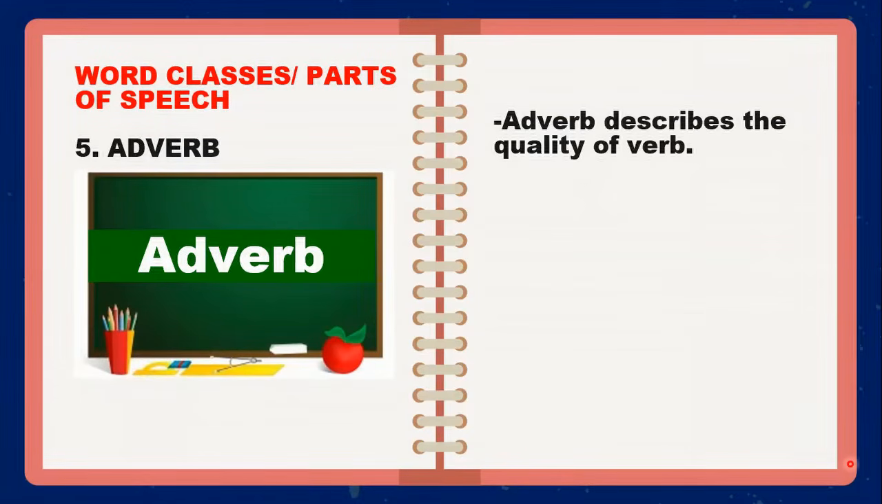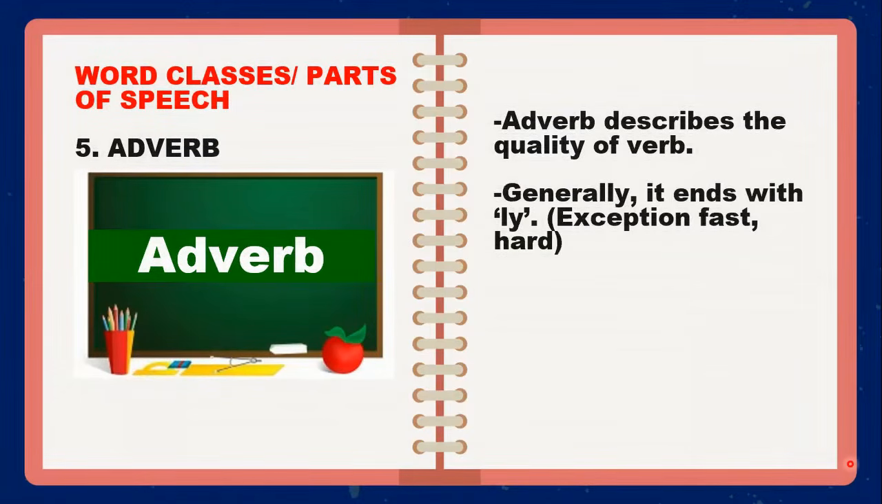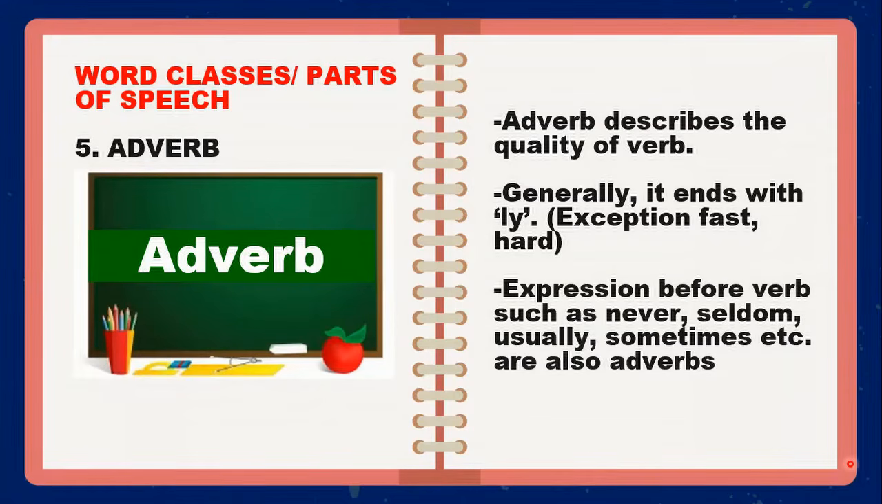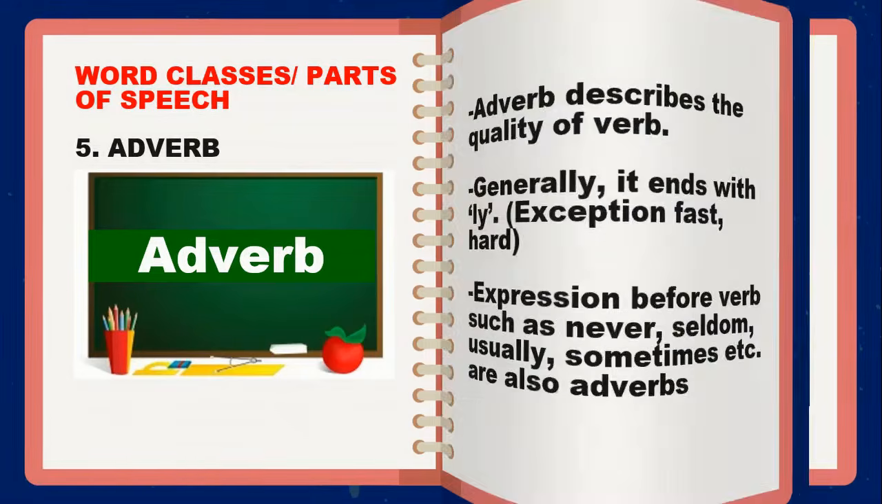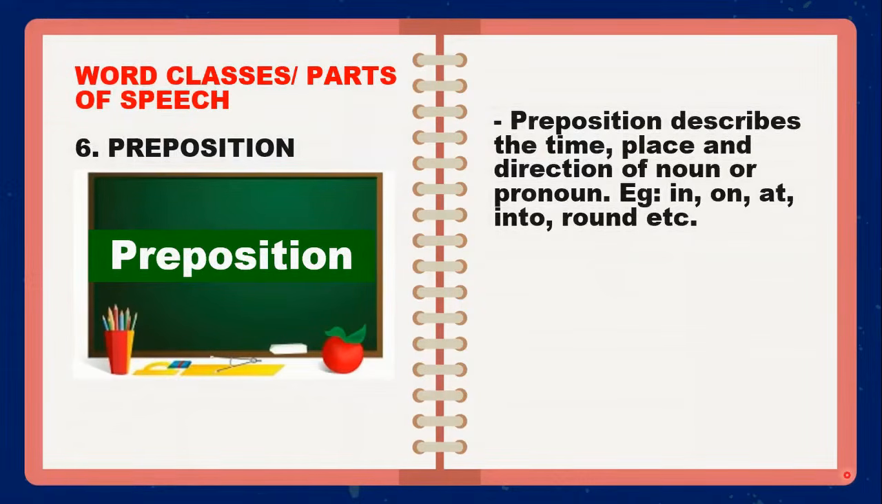Now coming to adverb. Adverb describes the quality of verb, how something is done, and generally adverb ends with the word ly. Exceptions: fast, we don't say fastly; hard, we don't say hardly. And never, before, seldom, sometimes, these we call adverb of frequency. I always go to temple, here always comes before the verb, so it is adverb of frequency. I never go to market, so this never is also adverb. Okay, that's very simple.